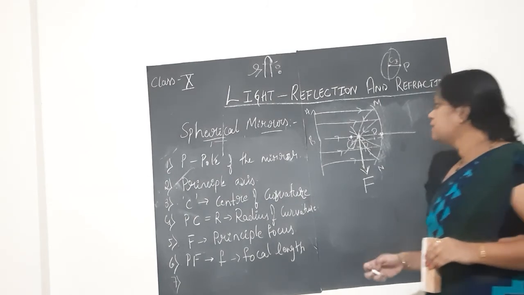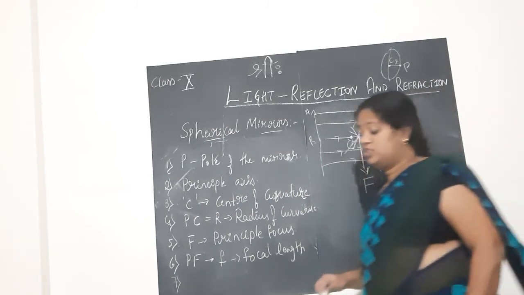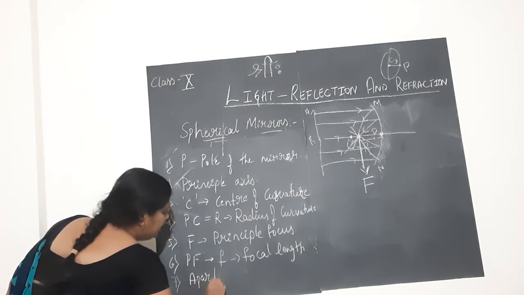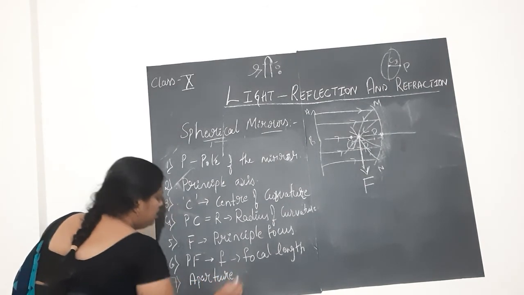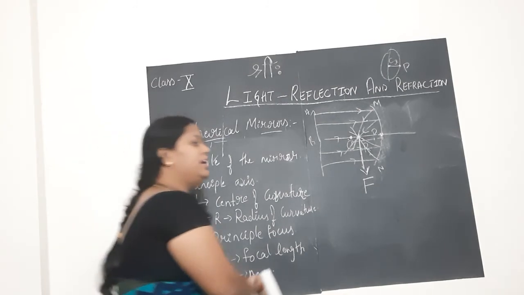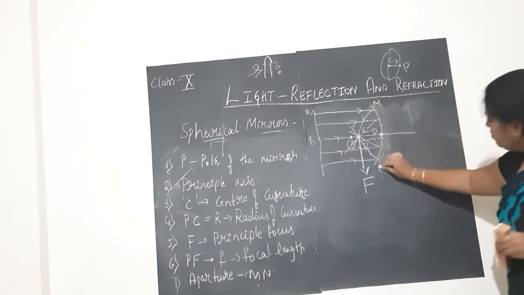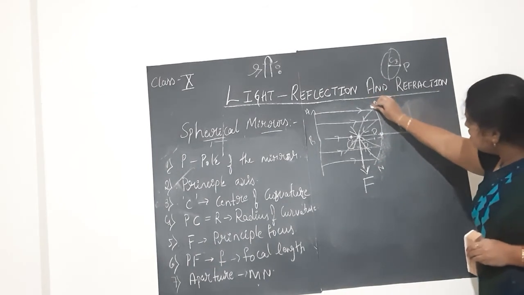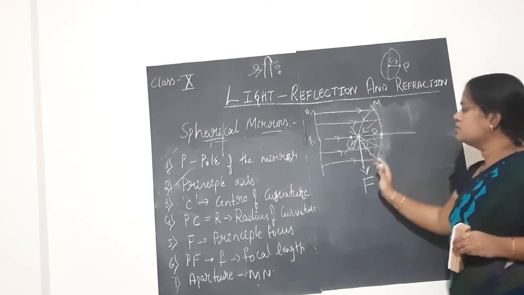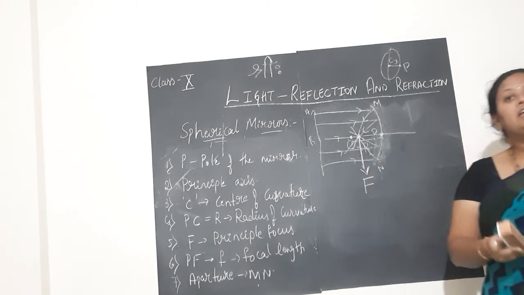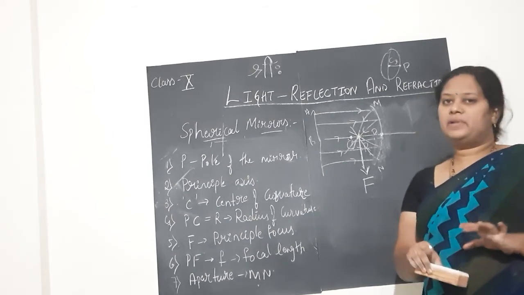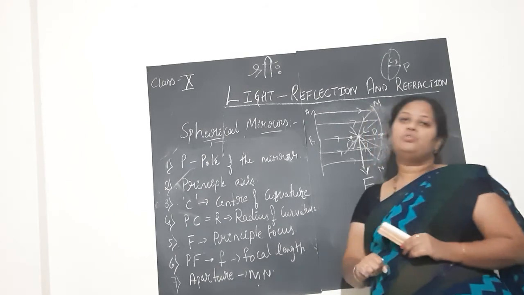Now, one more thing children, aperture. I forgot to tell you about aperture. What is aperture? It is the surface area which is available for the process of reflection. Here I have represented that by letters M and N. The surface area where the process of reflection is taking place is called the aperture. The surface area which is available for the process of reflection to take place is called aperture. So that is one more new term.